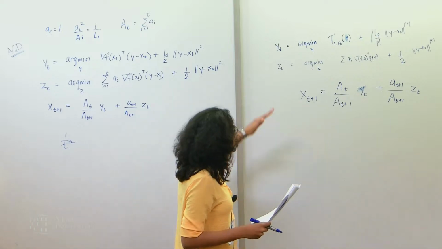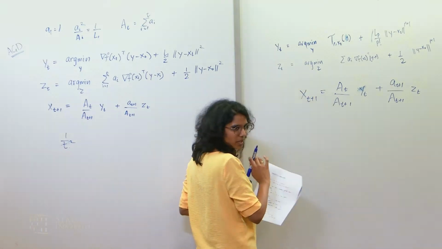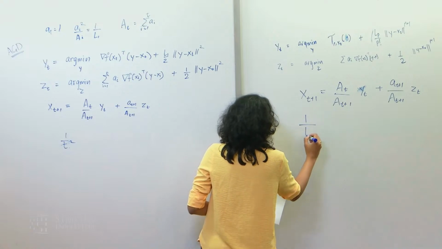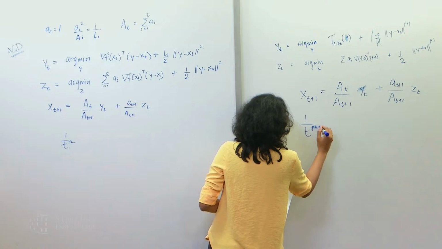Okay, right. So after doing this, unfortunately, we don't get the optimal rates, and the rate that you get converges as something like 1 over t to the power p plus 1.